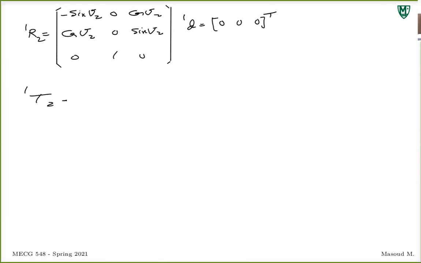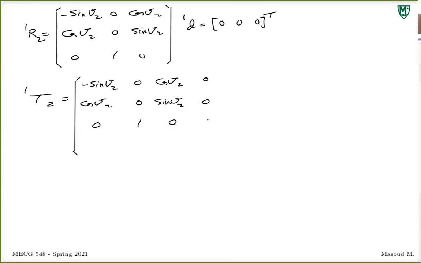Put everything together. This gives you the transformation matrix. It's pretty much your rotation, translation, bunch of zeros you don't really care about, and just 1. And just minus sine V2, 0, cosine V2. This is 0, cosine V2, 0, sine V2, 0, 0, 1, 0, 0, and then 0, 0, 0, 1. That should basically be your matrix.